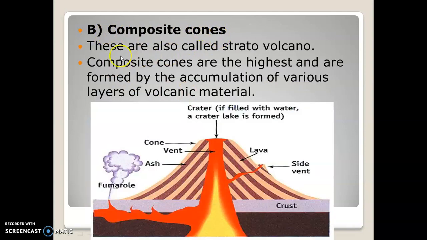Composite cone. This landform is also called stratovolcano. So composite means different layers. Strata also means different layers. In the previous slide I told you that a single layer of lava accumulates along the slopes of mountain and hill. Here you have to remember, the composite cone landform is formed when different layers of lava get accumulated on the slopes of mountain and hill.